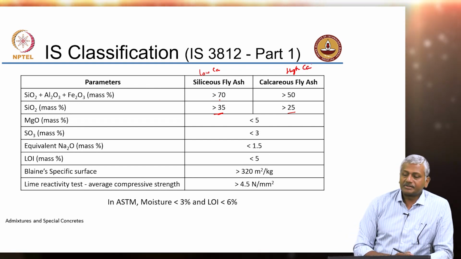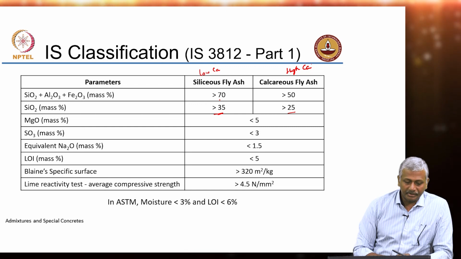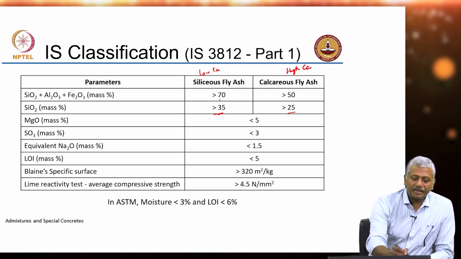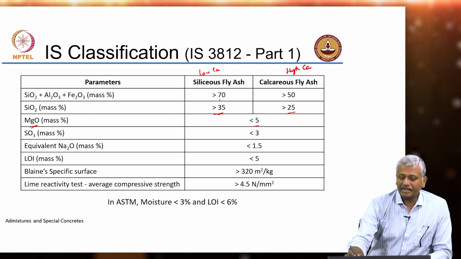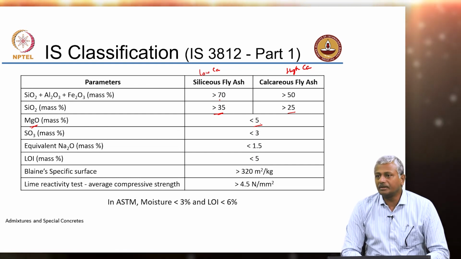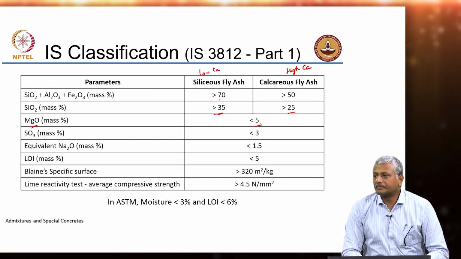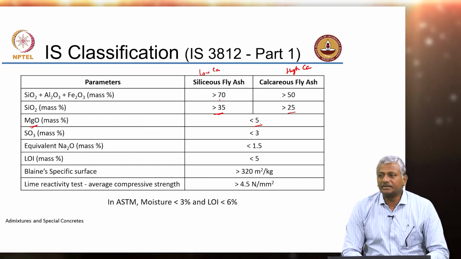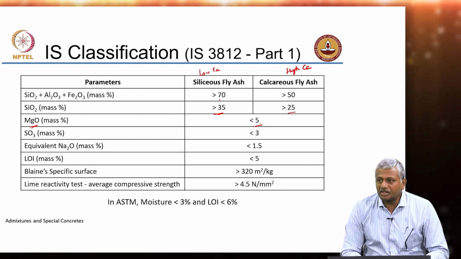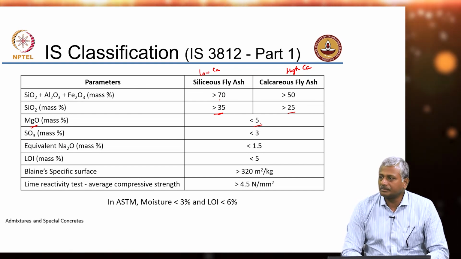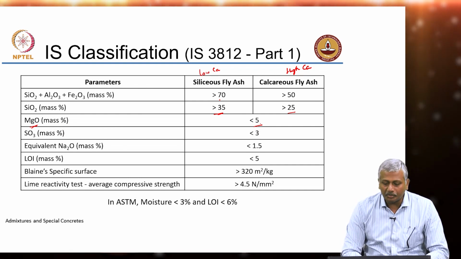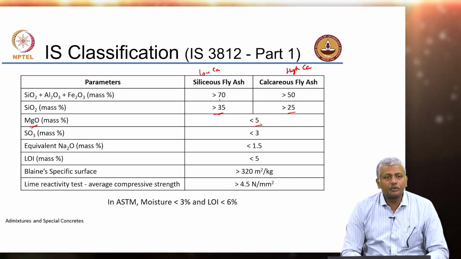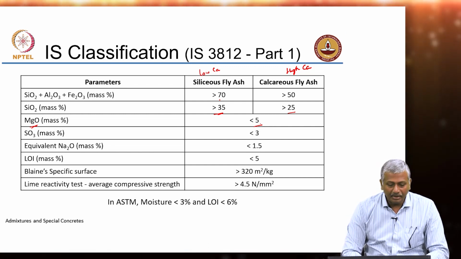Apart from the silica content and the aluminum and iron contents, you also have to worry about the MgO content. It has to be kept to less than 5%. Why? You cause unsoundness because of the conversion of magnesium oxide to magnesium hydroxide, which leads to expansion upon hydration, and that should not be the case when you use this as a cement substitute, right.